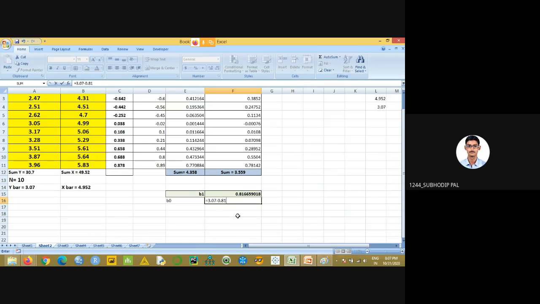B1 is 0.8166 into X bar, right? 4.952, X bar, correct? So it is minus 93.973.